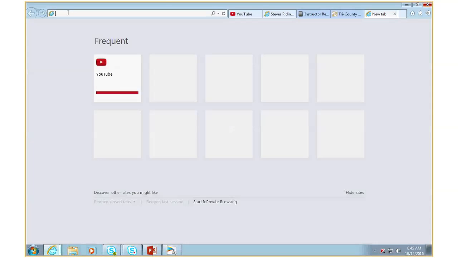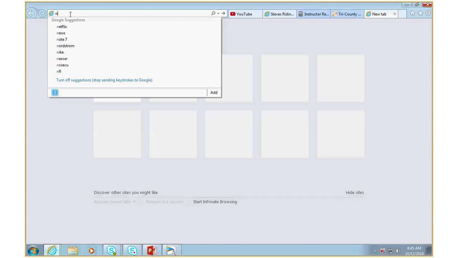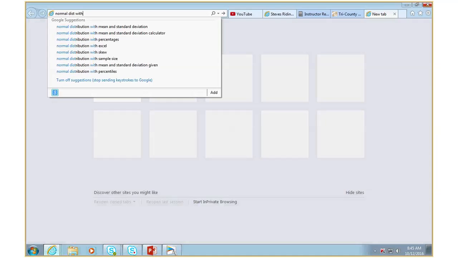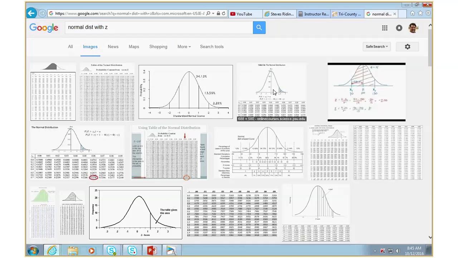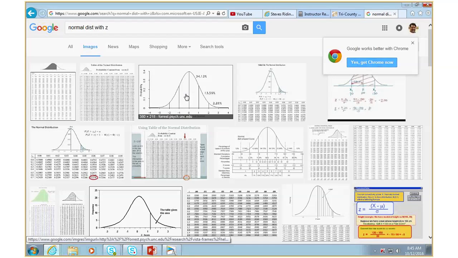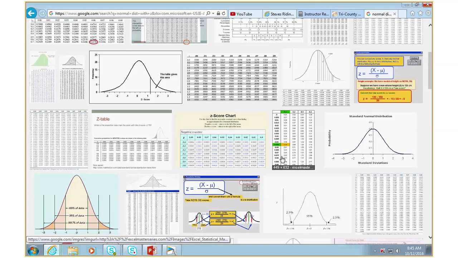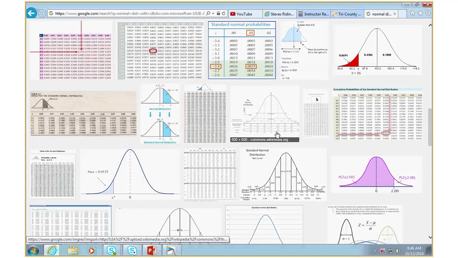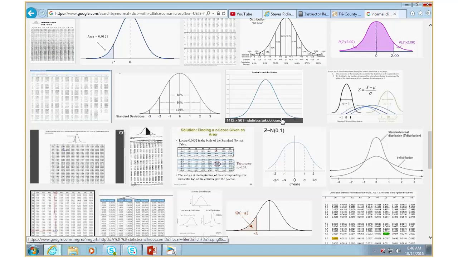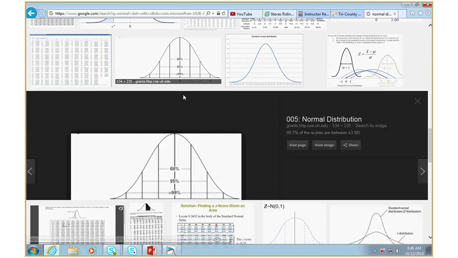go to Google and pull up normal distribution with Z, an image, and there's a good one right there. If you don't want the percentages, you can go down. I'm trying to find the one I usually use, but I don't see it right now. So I just say again with Z, Z score. You could use one like this one. Save it.